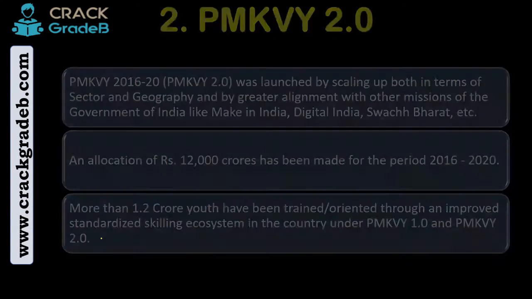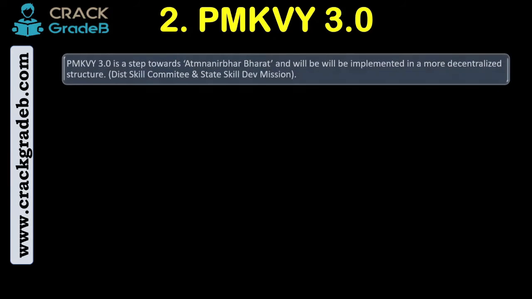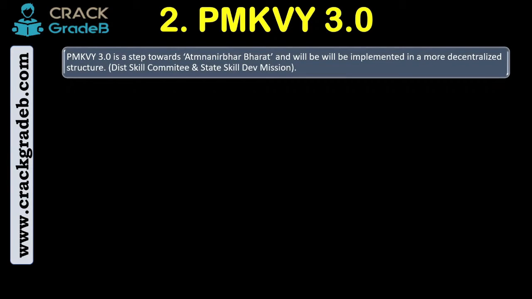Got it? Now let us see the current affair, and that is PMKVY 3.0. So PMKVY 3.0 is a step towards Atmanirbhar Bharat and will be implemented in a more decentralized structure, through the district skill committee and state skill development mission. So see, it has come down, right? It has come down to the district level. So now the district skill committee is going to decide the kind of skills that their youth is going to have, right? And yes, decentralizing the process always helps.